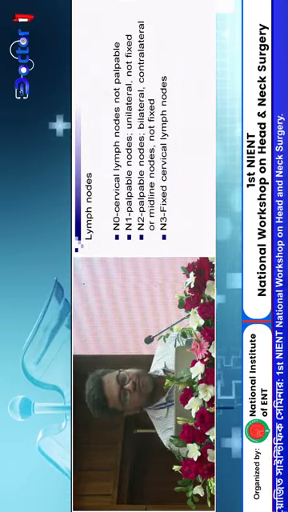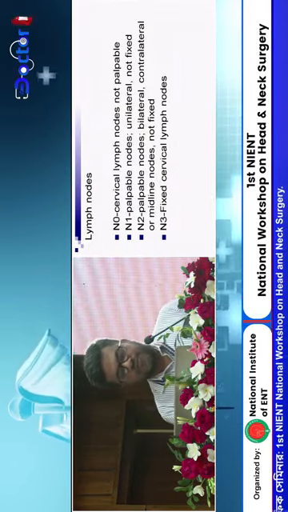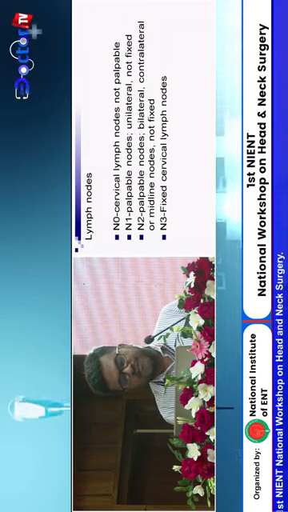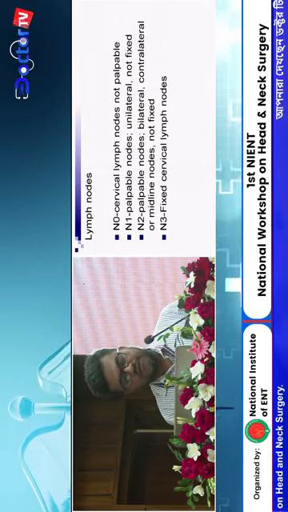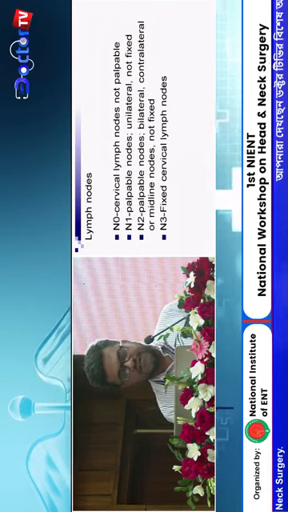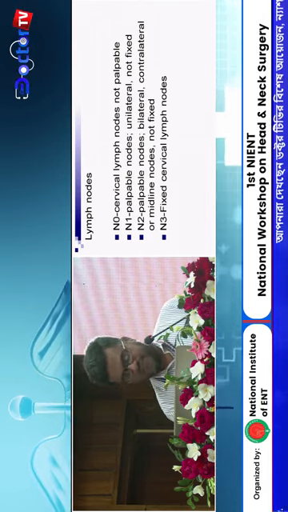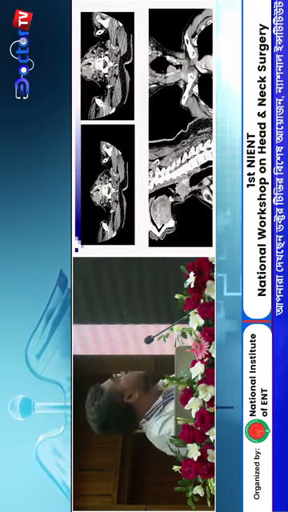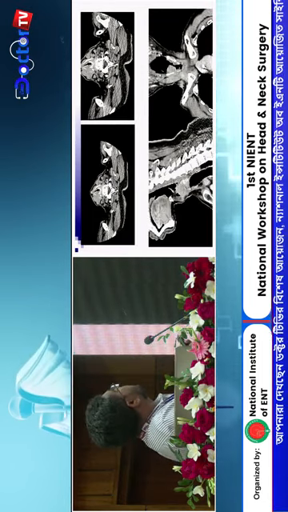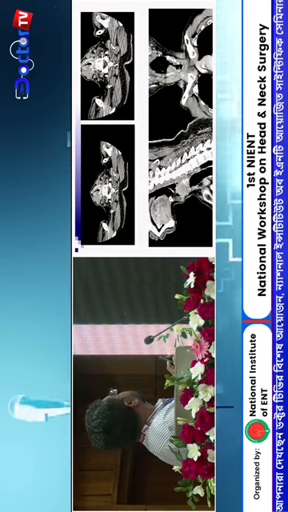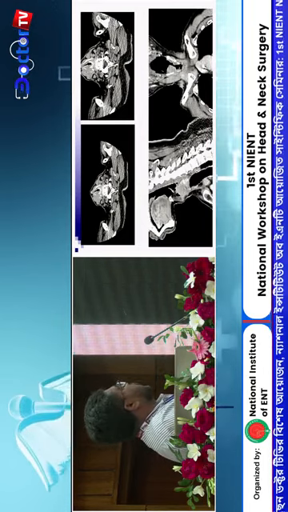Then lymph nodes. N0: cervical lymph nodes not palpable. N1: palpable nodes, unilateral, not fixed. N2: palpable nodes bilateral, contralateral or midline nodes, not fixed. N3: fixed cervical lymph nodes. And first we see a supraglottic glottic tumor. There are unilateral lymph nodes, that is N1.